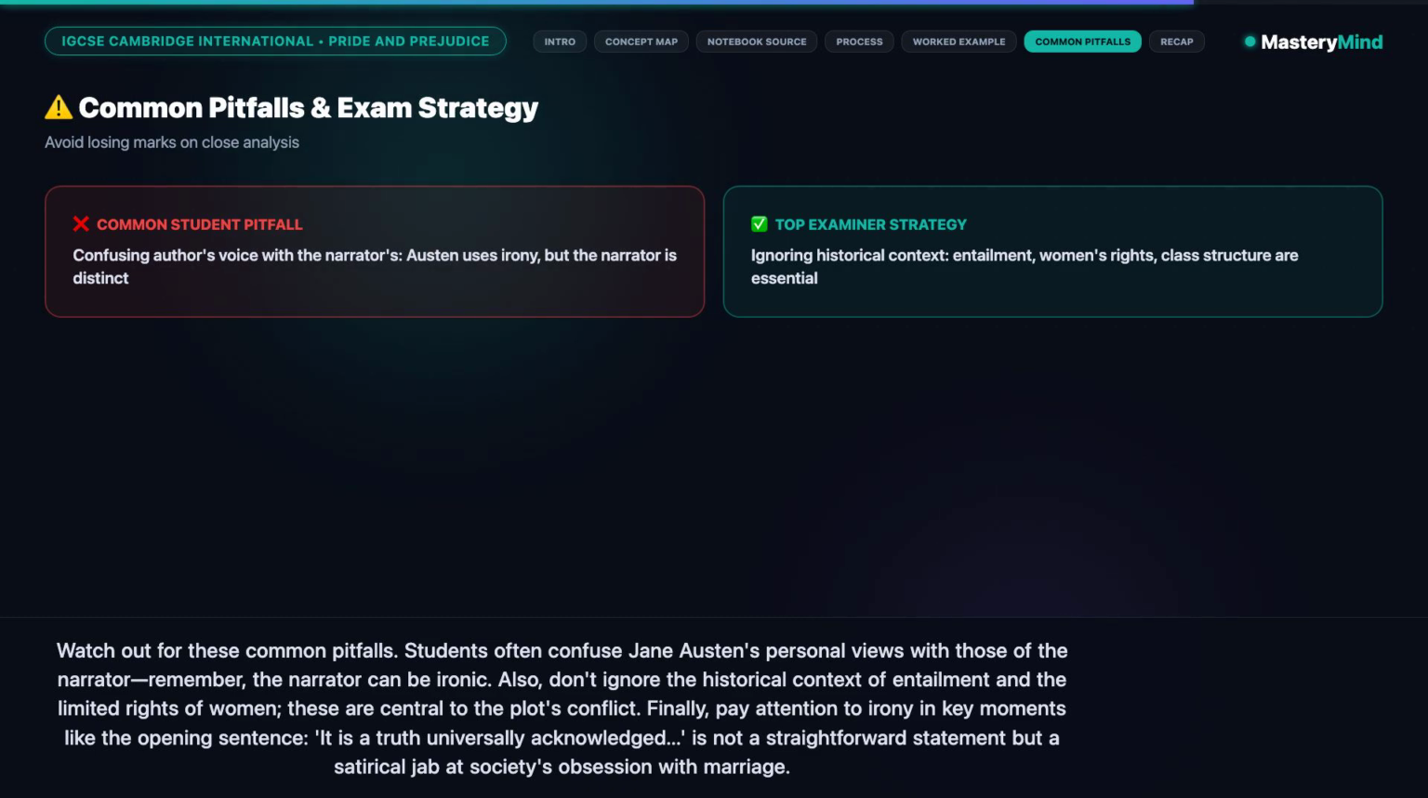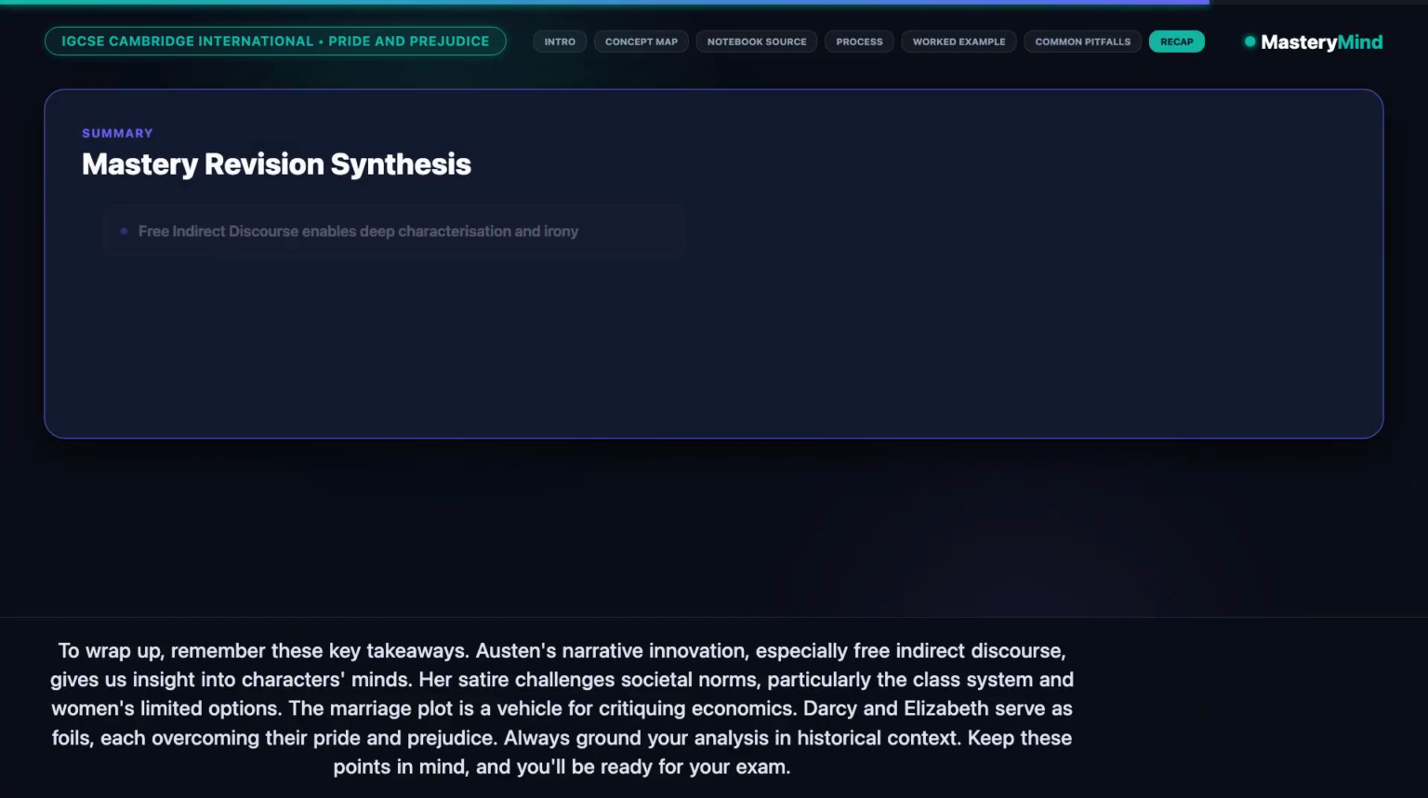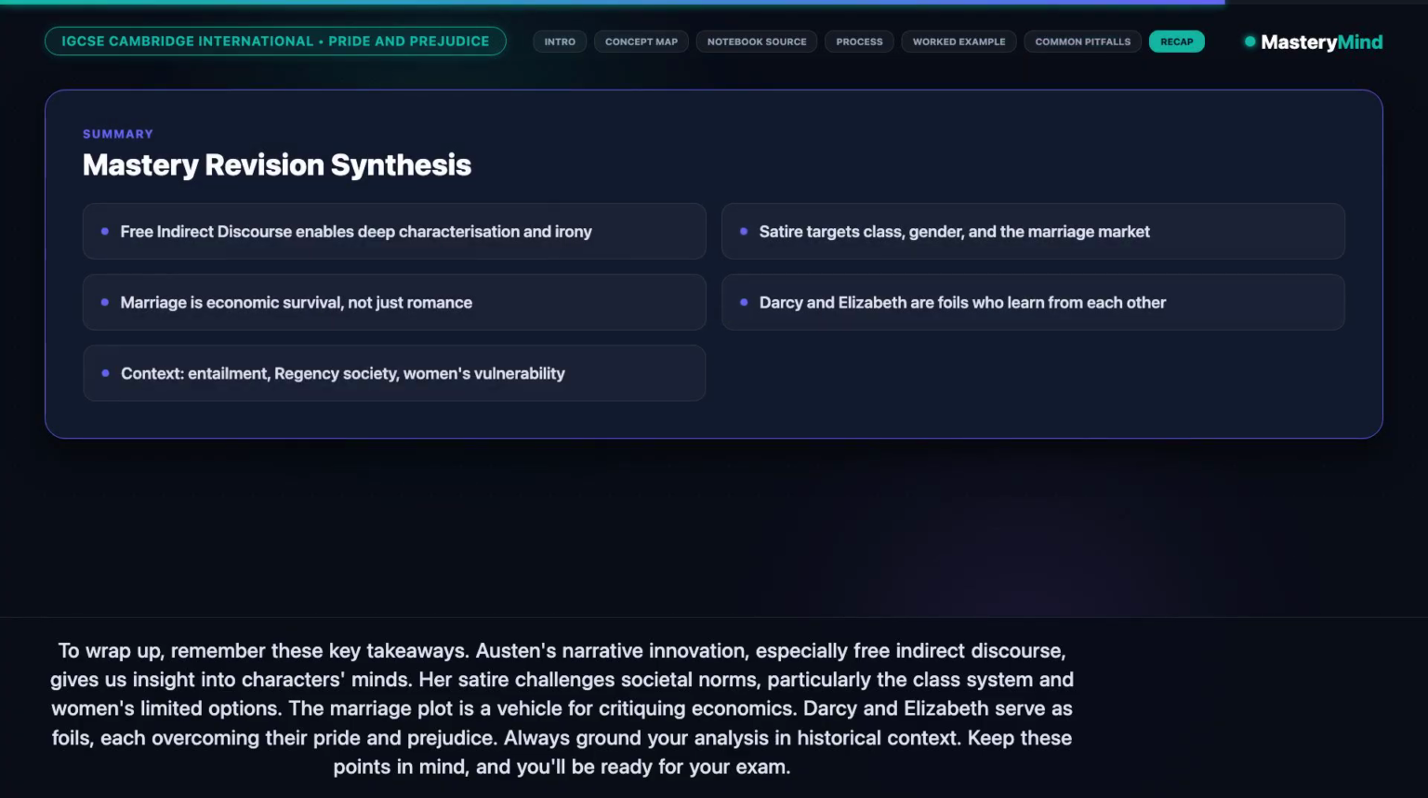To wrap up, remember these key takeaways. Austen's narrative innovation, especially free indirect discourse, gives us insight into characters' minds. Her satire challenges societal norms, particularly the class system and women's limited options. The marriage plot is a vehicle for critiquing economics. Darcy and Elizabeth serve as foils, each overcoming their pride and prejudice. Always ground your analysis in historical context. Keep these points in mind, and you'll be ready for your exam.